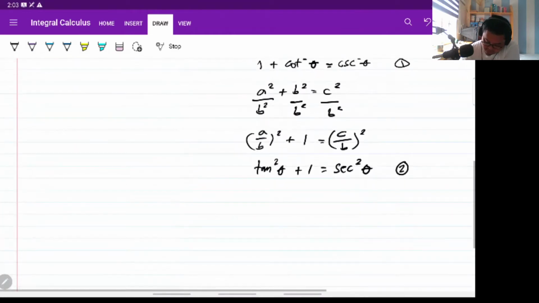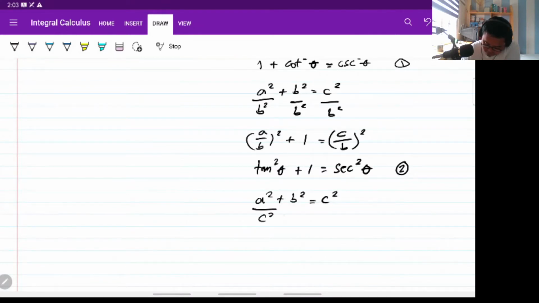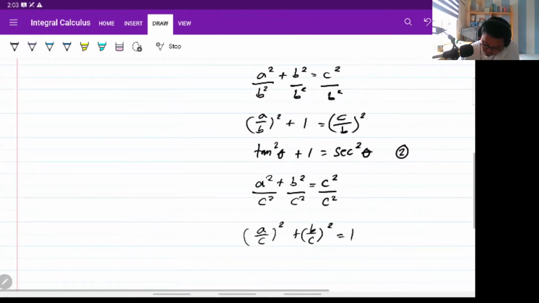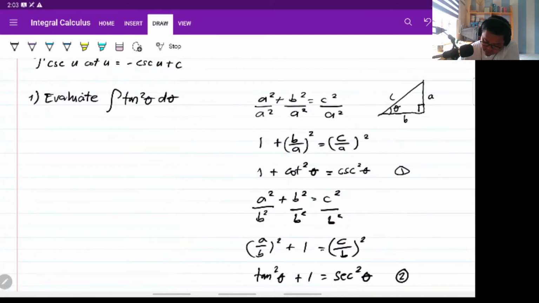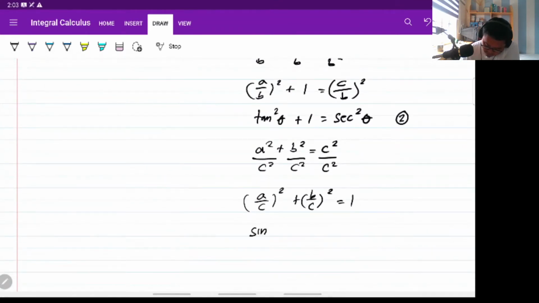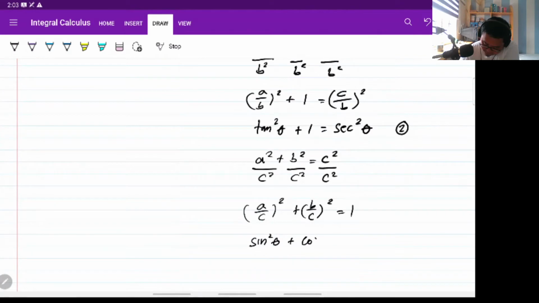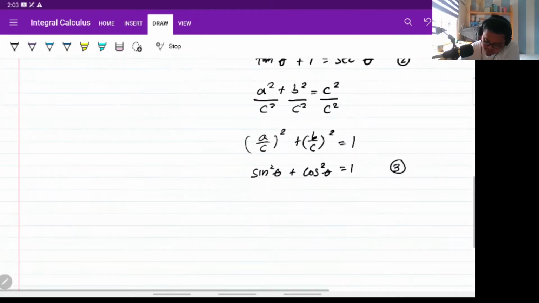Okay. So again, this is a squared plus b squared, the Pythagorean theorem. And if I divide this by c squared, this becomes a over c squared plus b over c squared equals 1. Okay, so looking back to the triangle, a over c is sine squared theta plus b over c is cosine squared theta. And c over c is equal to 1. So this is our third trigonometric identity.